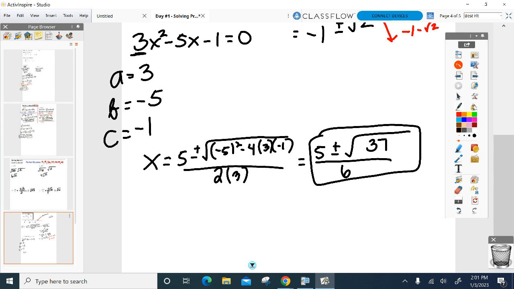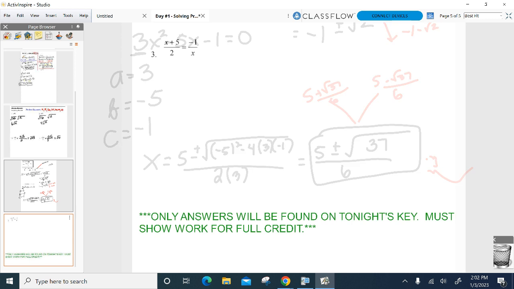What if I wanted you to separate it into 2? What would that look like? 5 over 6 plus or minus radical 37 over 6. There it would be. I'm doing this for a reason. I'm setting you up for the next couple days. All right. I think I can actually let you do one on your own here.